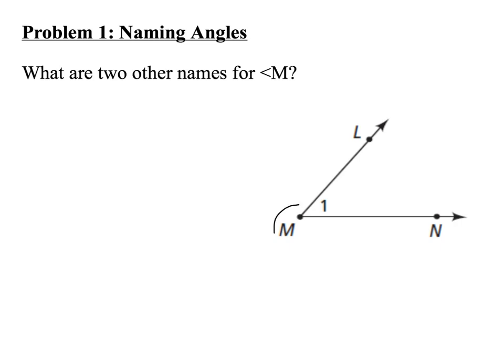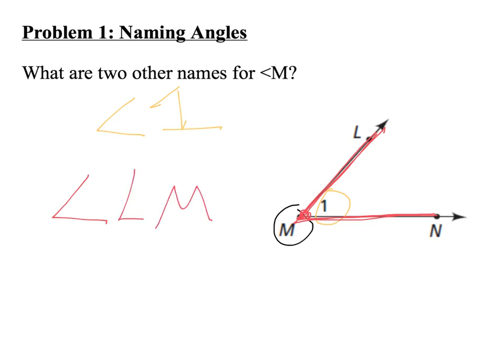So if I'm naming angles and it says, what are two other names for angle M? So here's my M. The two other ways I could name this, the number on the inside here is 1. So I could say angle 1. Or else I could actually write out the three letters. And this is typically how I will want you to name angles, using the three letters that create that angle. Again, when you trace it out, that's the order it has to be in. So your vertex, your M, has to be in the middle. So you could either say angle LMN, or you could also say angle NML. Those are the same angle.